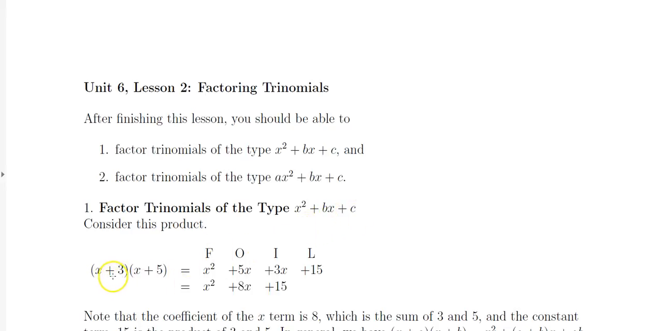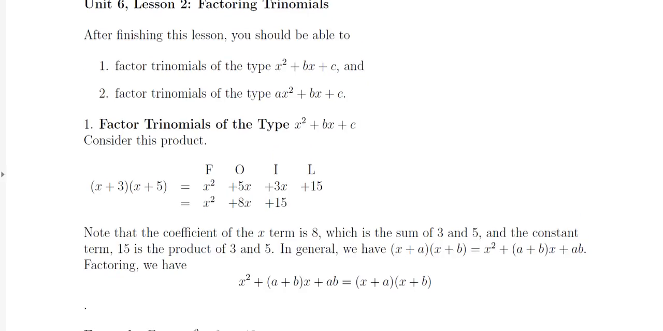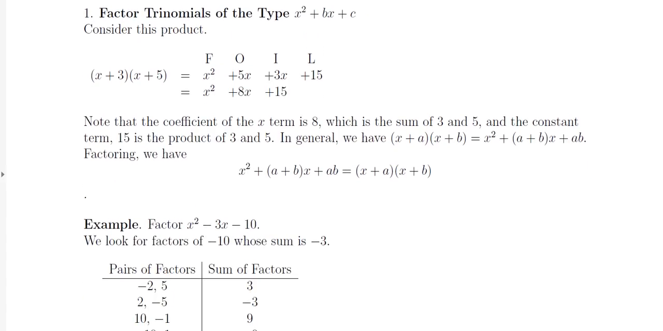For example, if we FOIL x plus 3 times x plus 5, the firsts give us x squared, the outers give us plus 5x, the inners give us 3x, and the lasts give us 15. Then we add the like terms, 3x plus 5x, to get 8x. So the coefficient of x, the 8, is the sum of 3 and 5, and 15 is the product of 3 times 5.